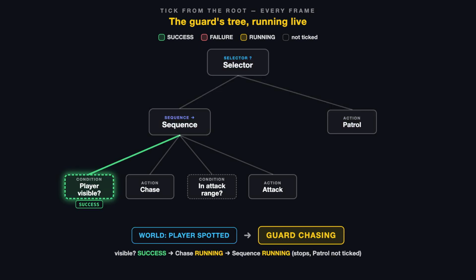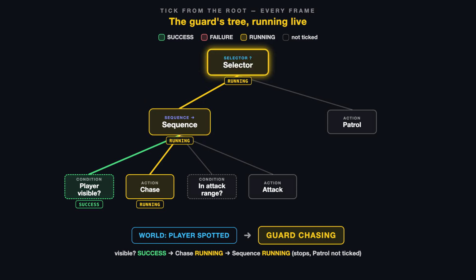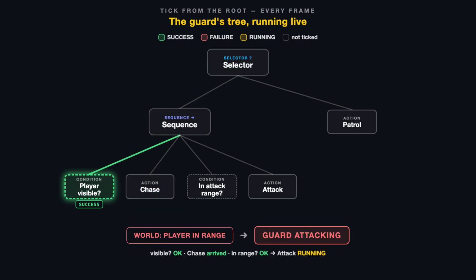Now scenario 2, you step into view. Is the player visible? Success. The next leaf, chase, returns running, because he is moving toward you. A running child makes the sequence running, and it stops there. The selector sees running, and returns running. The guard chases.